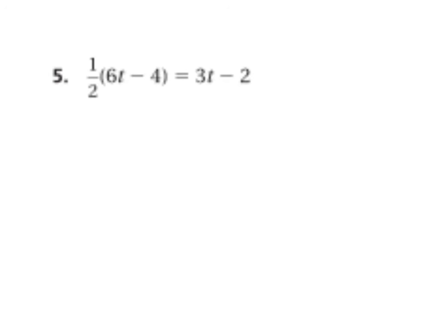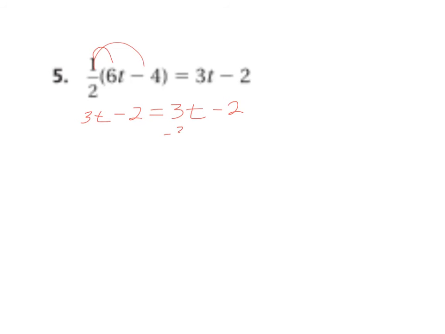Alright, number 5, we're going to do some distribution, but remember, when you distribute, timesing something by a half is the same as dividing by 2, right? Splitting it in half. So half of 6t is 3t. Half of negative 4 is negative 2. And that's equal to 3t minus 2. So right away you can tell it's exactly the same.